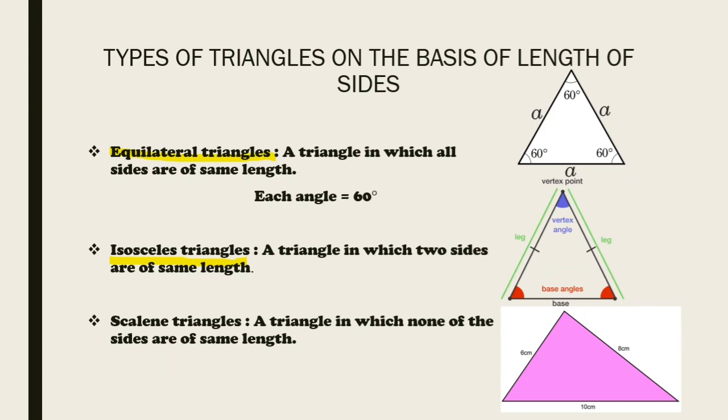The next classification based on the length of sides is scalene triangle. A triangle in which none of the sides are of same length. So you can see in the third shape, the sides of the triangle given are one side is 6 cm, other is 8 cm and the third is 10 cm. So from this figure you can see that none of the sides is of equal length.